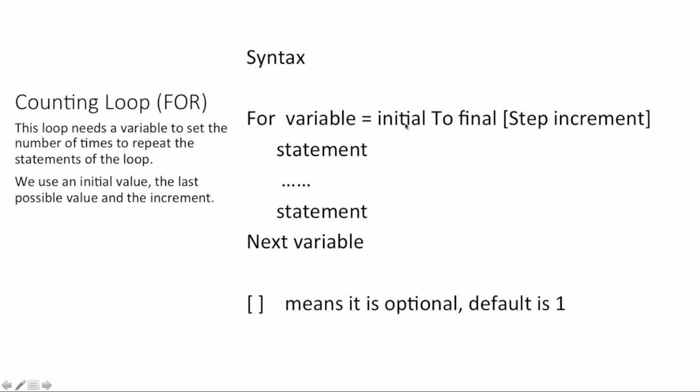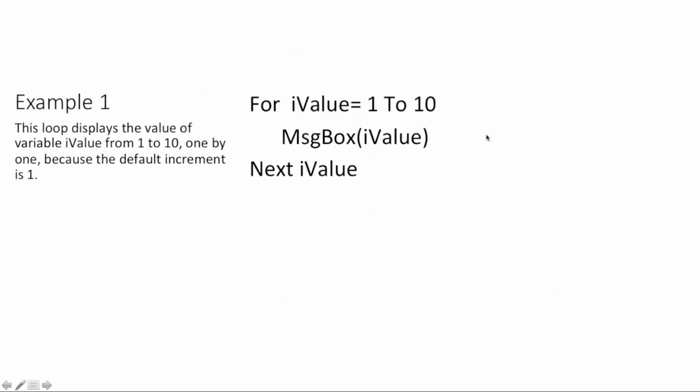So every time you have from that initial value to that final value, you're going to repeat the statements that are between the for and the next variable statement. So you're going to know which statements will be repeated, because between the for and the next, they will be repeated from the initial value you have to the final value you define.